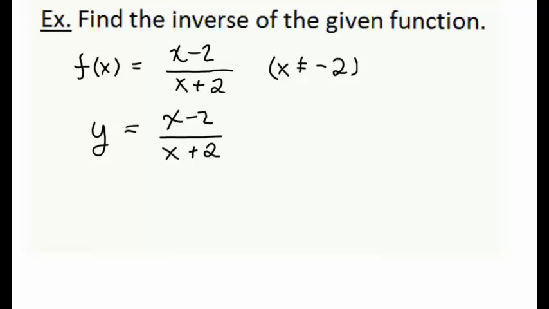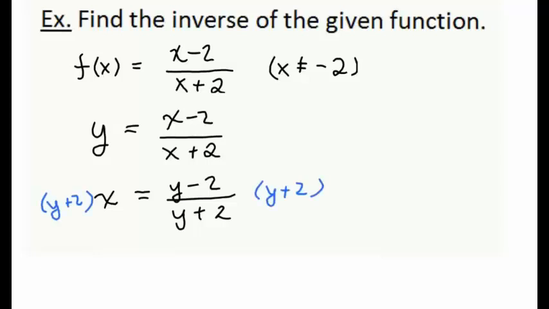And from here, we're going to move into step 2, which is to switch all of the x's and the y's. So everywhere I see y, I'm going to replace that with x. And everywhere I see x, I'm going to replace that with y. From here, we're going to try to solve for y. So I'm going to multiply both sides by y plus 2. This multiplication is going to allow us to cancel off the denominator over on the right-hand side, and we're going to be left with y minus 2. On the left-hand side, we're going to get y plus 2 times x.